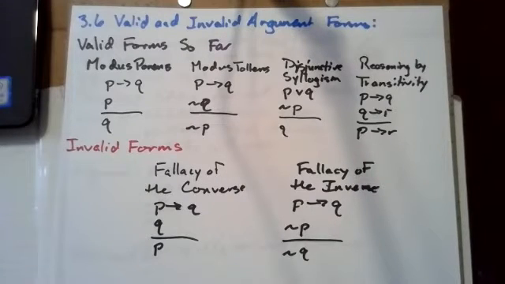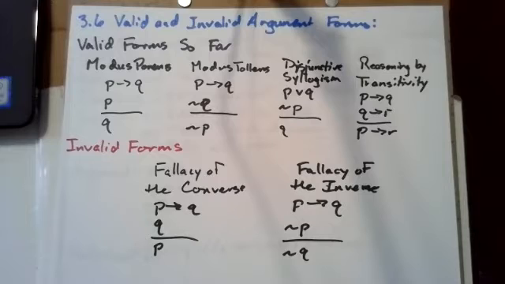In this video, we are going to look at valid and invalid argument forms. So far, we have the following valid argument forms. We have modus ponens, which starts with P implies Q and P, therefore Q. And we have modus tollens, which starts with P implies Q and not Q, therefore not P.